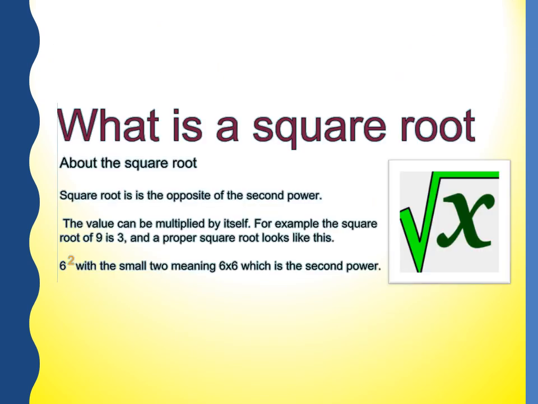What is a square root? The square root is the opposite of the second power. It is the value that can be multiplied by itself. For example, the square root of 9 is 3, and a square root looks like this symbol. 6 squared, with a small 2, means 6 times 6, which is the second power.